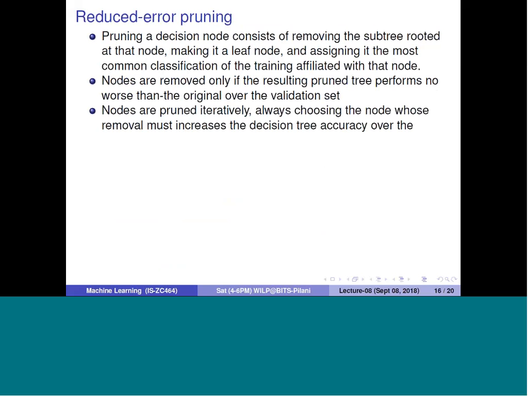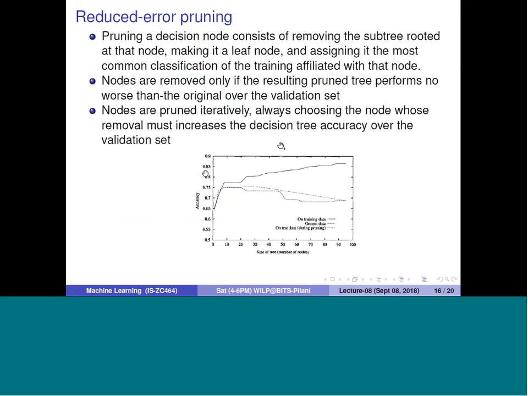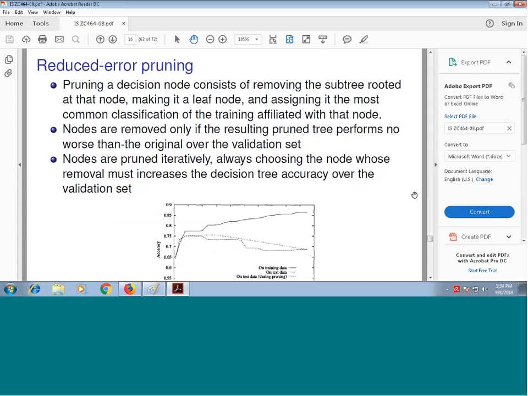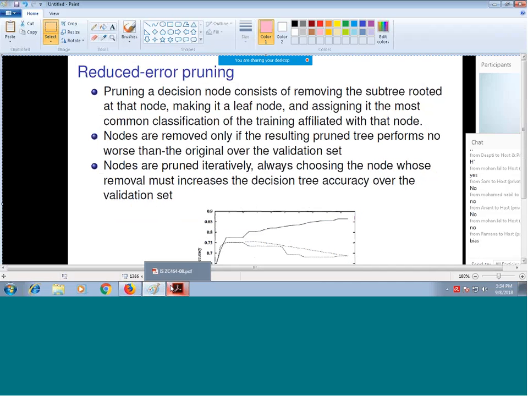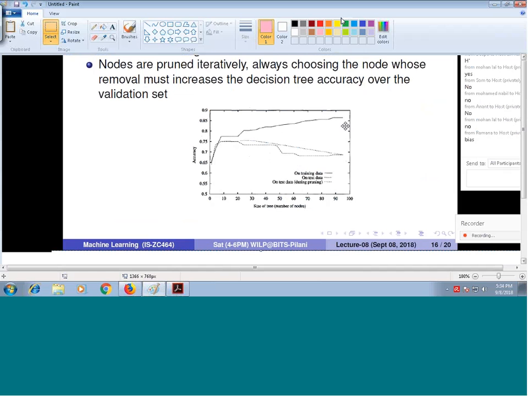So the same thing. When you do it like this, earlier as you increased the size, your training accuracy was increasing, but the testing accuracy was actually decreasing. But here you can say that this second dotted line in between, if you do those kinds of things, you may be expected to go this way.